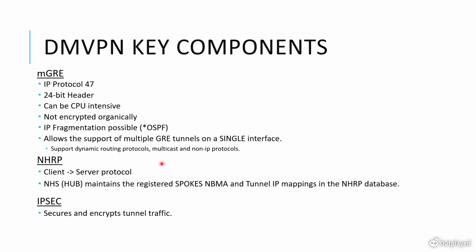NHRP is the client server protocol, as we spoke to before, which includes the NHS or the hub, maintaining the registered spokes, public IP address, and tunnel IP address mappings in that NHRP database. And then finally, we have IPsec, which secures and encrypts tunnel traffic.